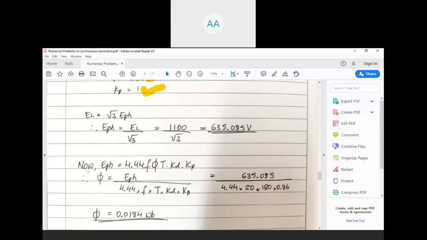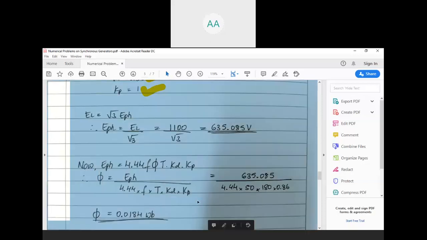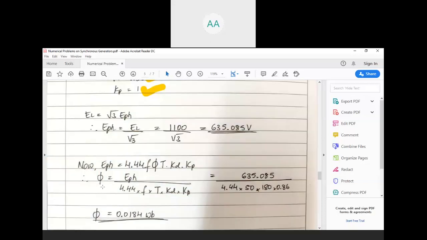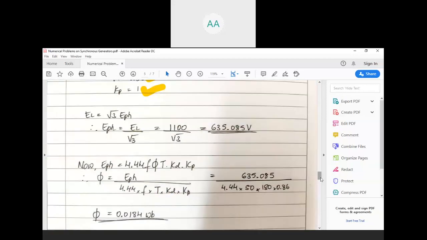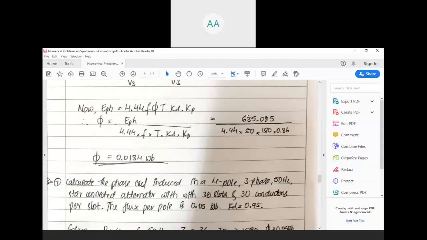Now you need to find out the flux per pole. So this is the equation they have given for flux per pole. From EPH we can find out flux per pole as EPH divided by 4.44 into F into turns per phase into Kp into Kd. I already told you in the previous session, you can take Kp into Kd as the winding factor. So you have all the things being substituted.